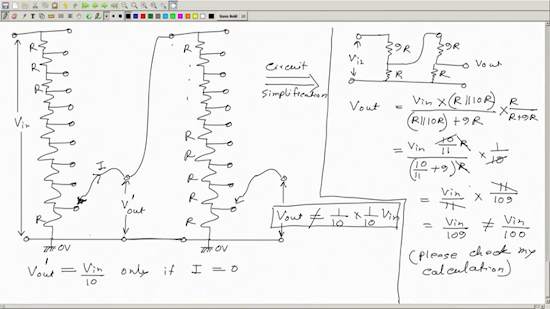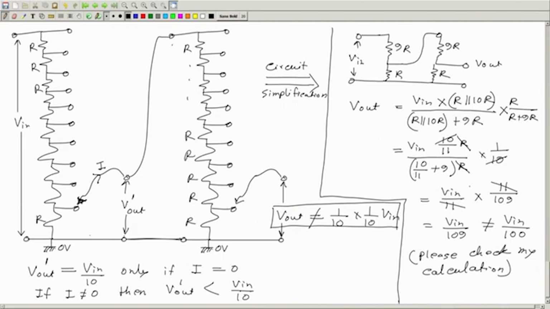And if some current is flowing out, then basically this resistance will be in parallel with something else. So, its true value will be smaller than just R, because there is a parallel resistance which is this. So, the potential that we will have here actually is less than this expected value. If I is not equal to 0, then V out prime will be less than V in by 10.